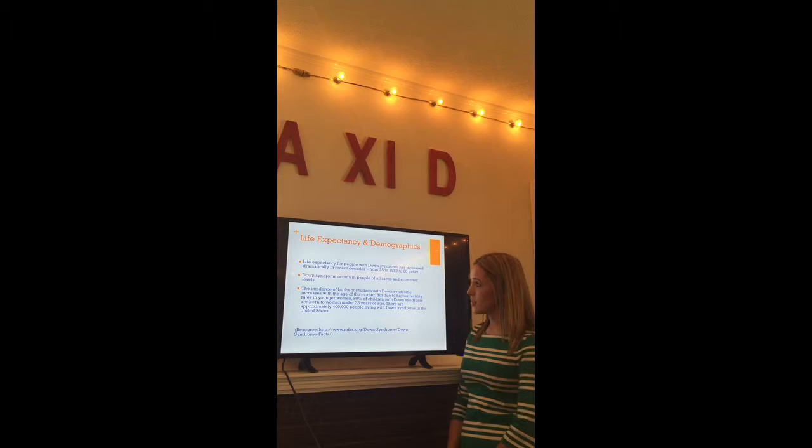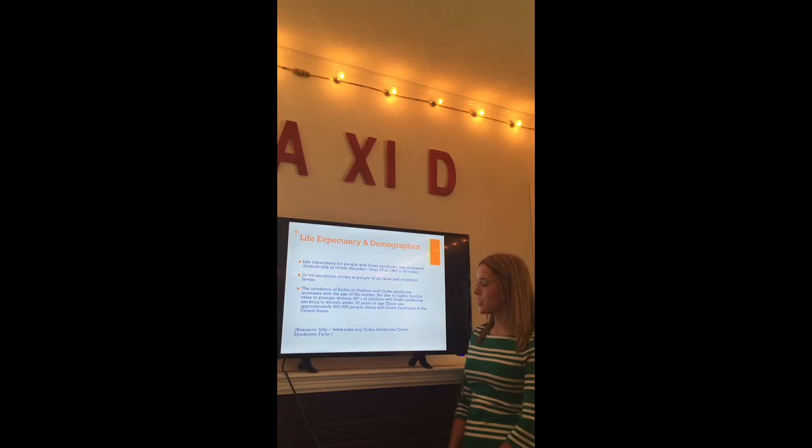The incidence of births of children with Down syndrome increases with the age of the mother, but due to higher fertility rates in younger women, 80% of children with Down syndrome are born to women under 35 years of age. There are approximately 400,000 people living with Down syndrome in the United States.